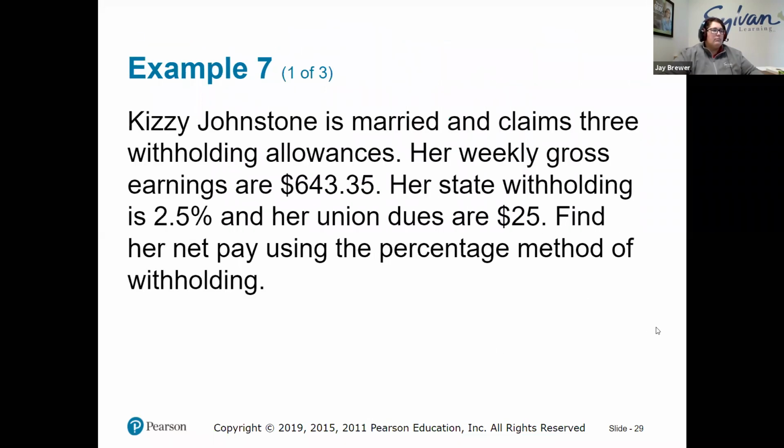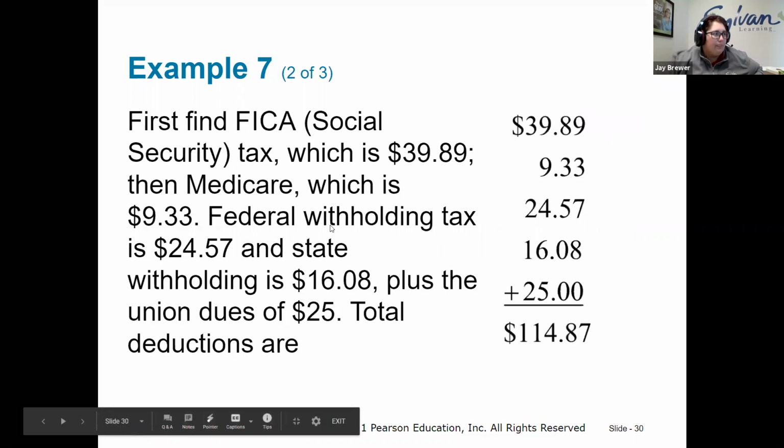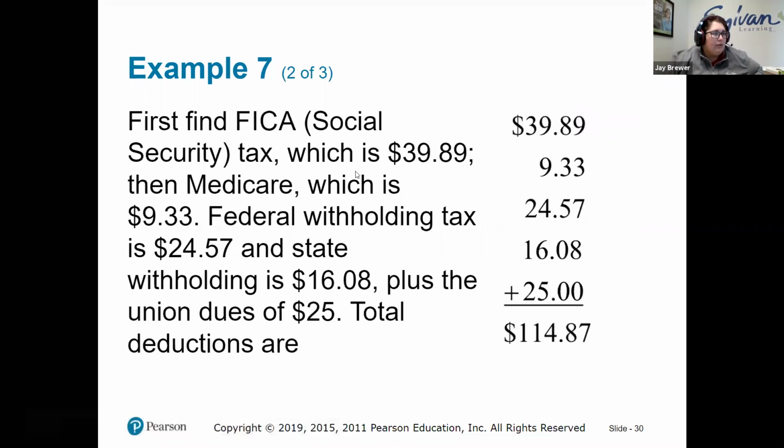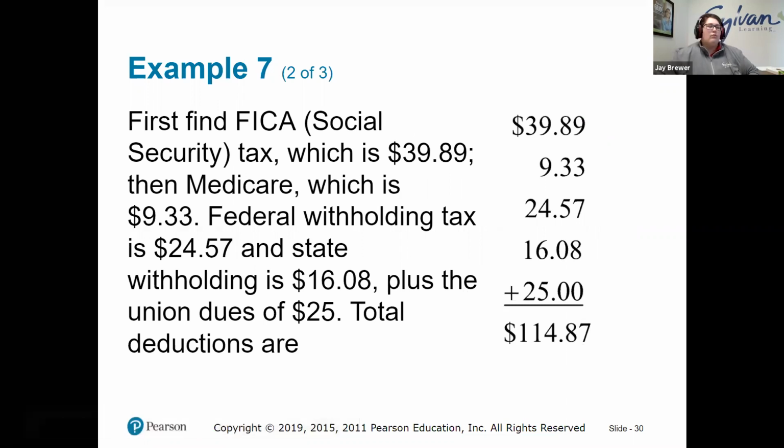Here, let's look at this example real quick. Kizzy is married and claims 3 withholding allowances. Her weekly gross earnings are $643.35. Her state withholding is 2.5%, and her union dues are $25. Find her net pay using the percentage method of withholding. So here they went through and found everything out. They added it all up, and then they're going to subtract it from her total pay.